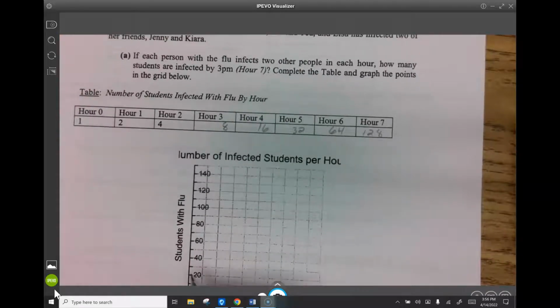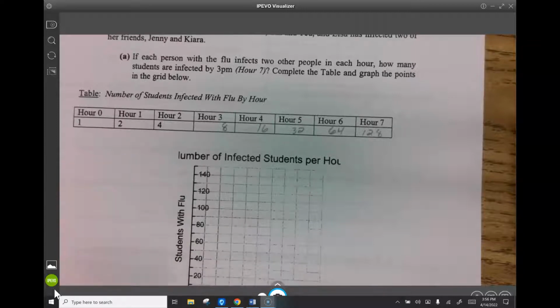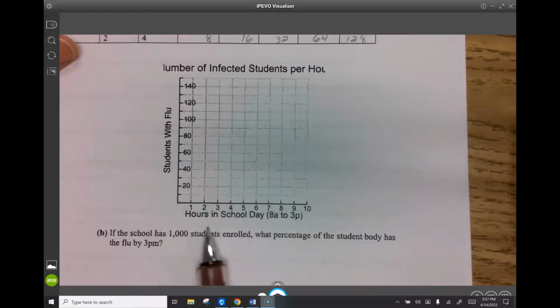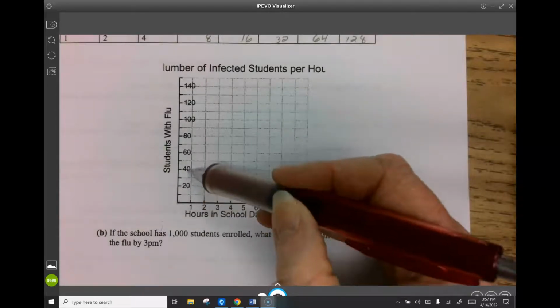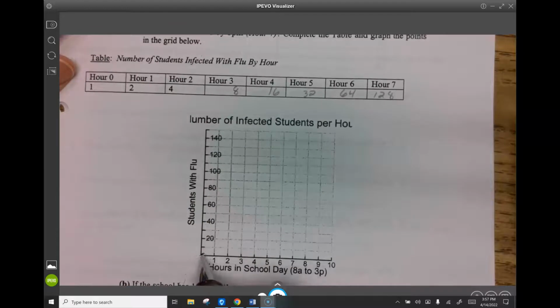So at hour 0, we were at 0. Hour 1, what am I saying? Okay, hold on a second. So let me look at my graph again. So this is hours in school. So this is going to match up with hours 0, 1, 2, 3. But look at this. There's 10, 20, 30, 40. So when we talk about one student, we're just going to be right down here.